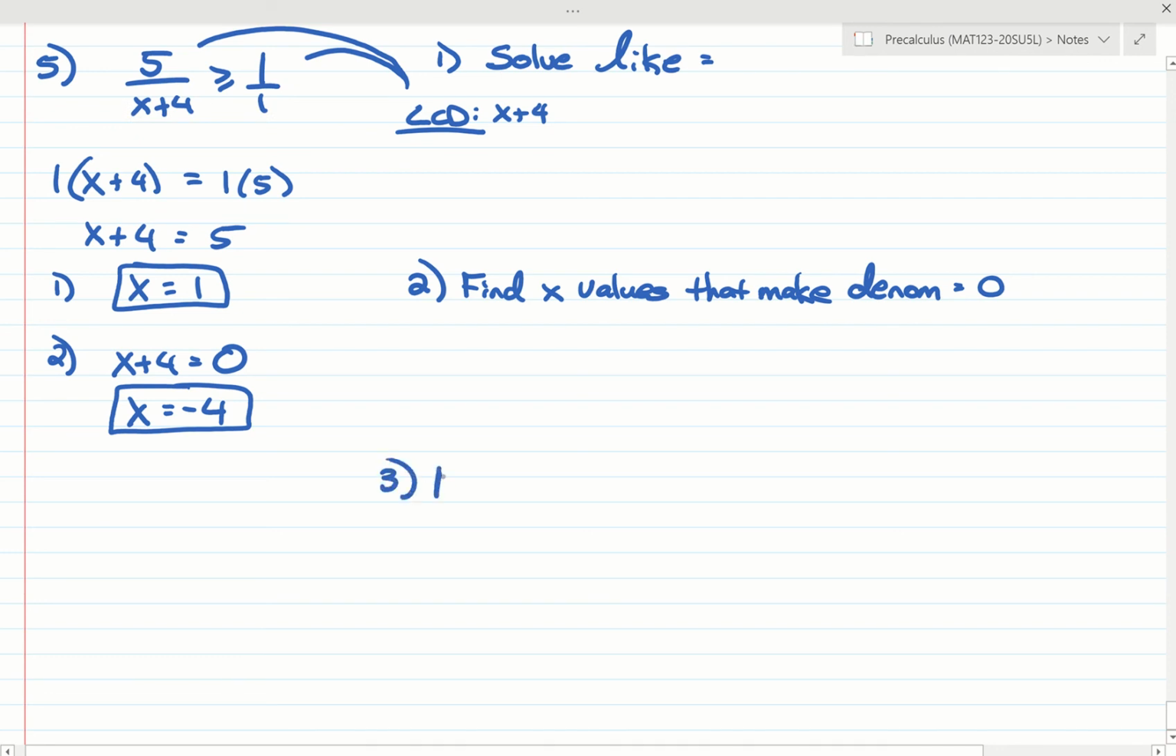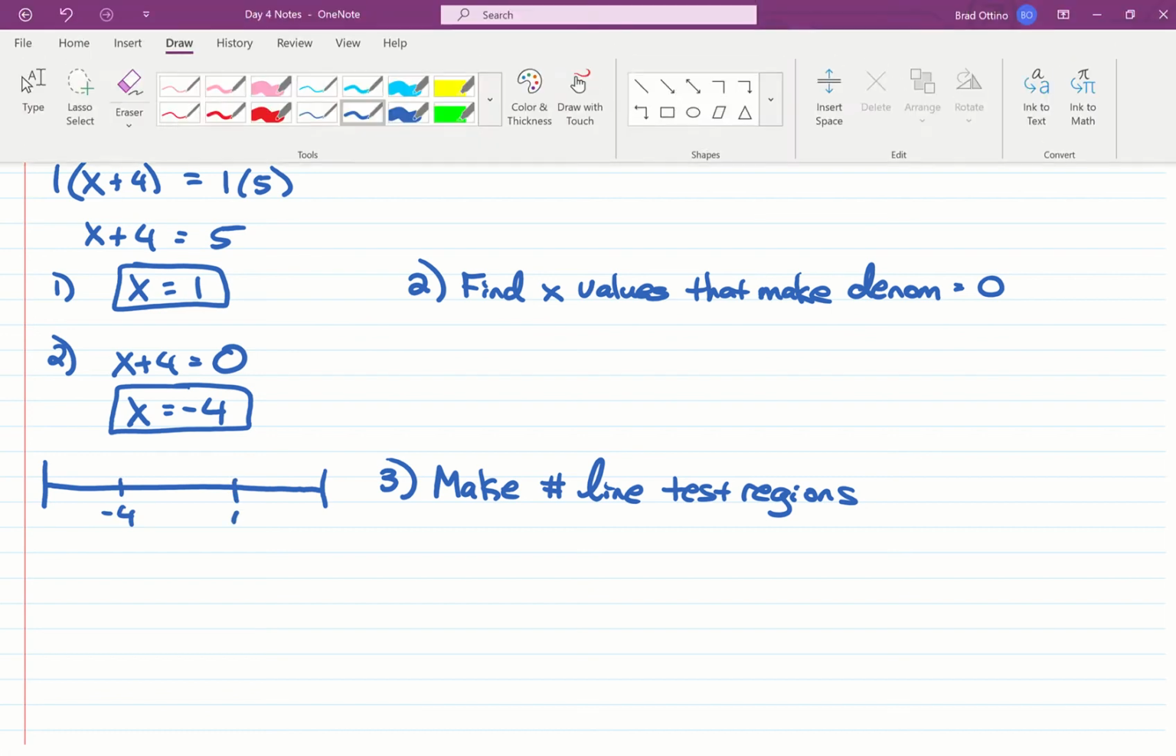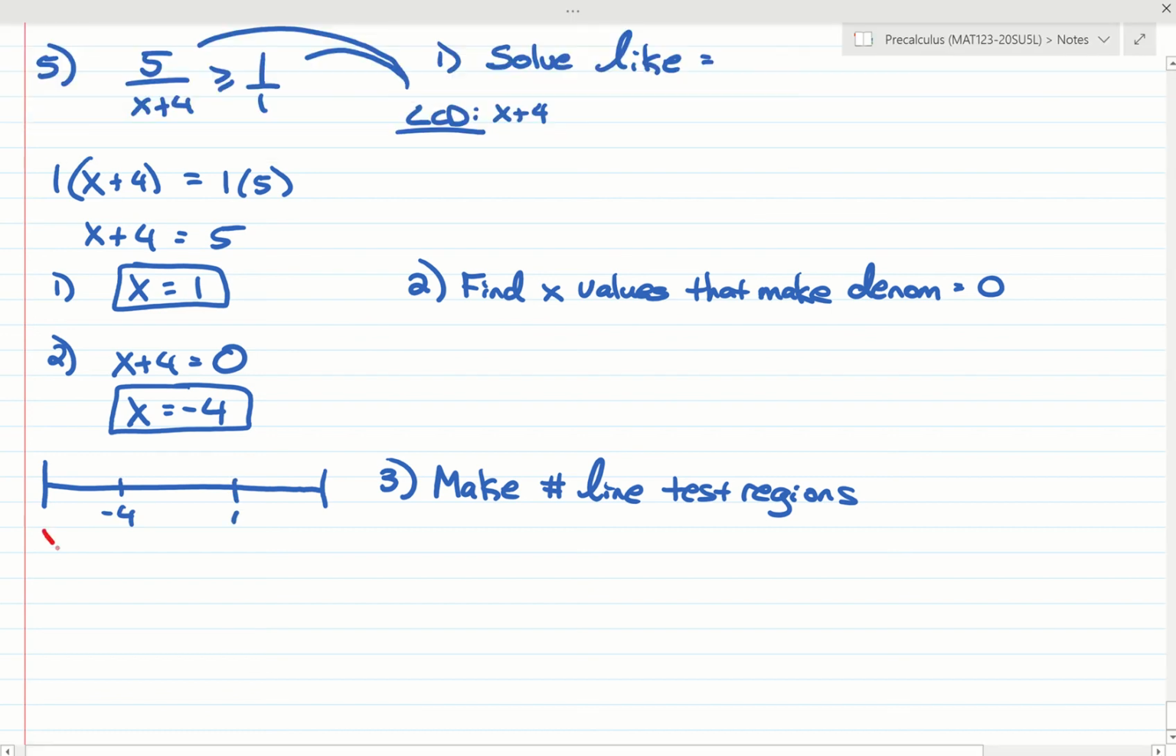But let's go to step 3. Step 3 is we make our number line and we test regions. So on our number line, we're going to have -4 and 1. And just like in the last few problems, we'll test numbers less than -4, like maybe -5, 0, and 2. And we'll plug them in and see which ones work.